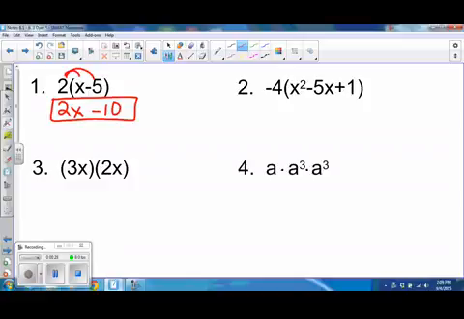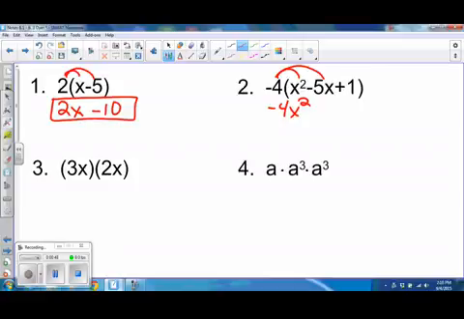For number 2, I have 3 terms. Does anybody know what that's called? Trinomial. Very good. So we need to multiply everything by negative 4. So negative 4 times x squared is negative 4x squared. Negative 4 times negative 5x.